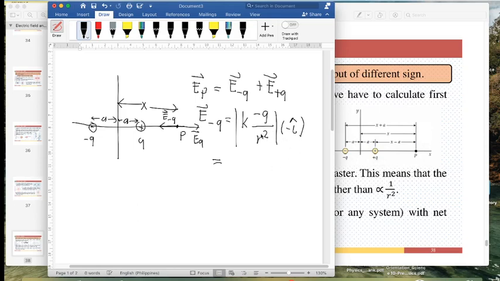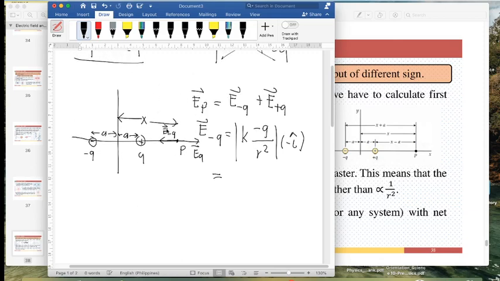Then what is the distance r, I mean the distance between negative Q and P? Since this is x, and here is negative a, we just have to add them. So we have x plus a. This is the distance between the negative Q and the field point P. So we have here kQ over (x plus a) squared, negative i hat.